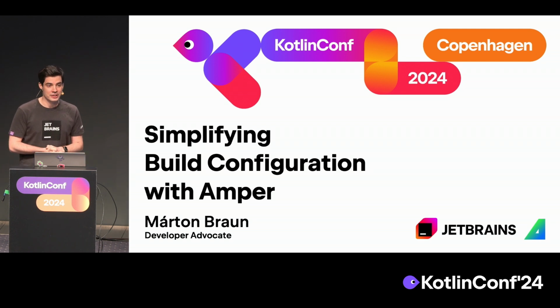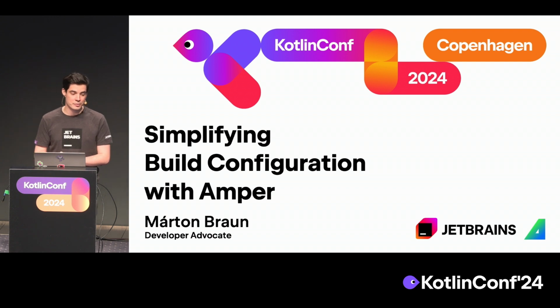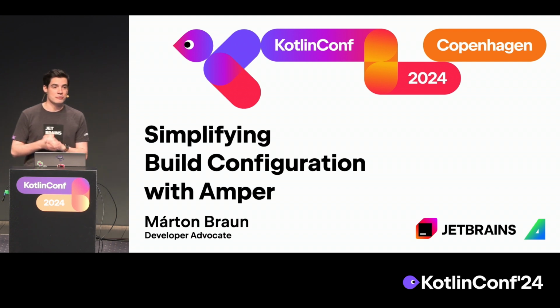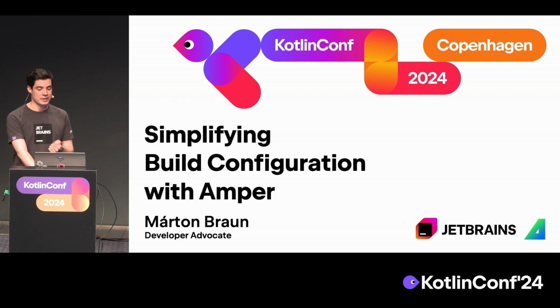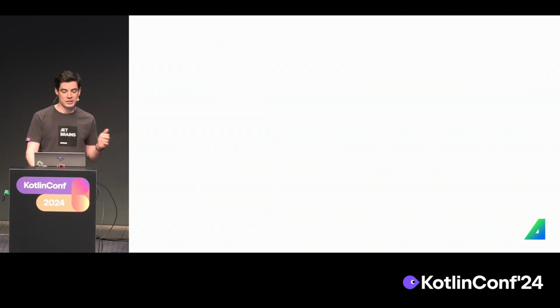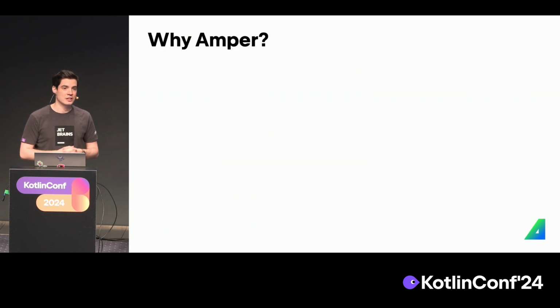And today, I'm really happy and excited to talk to you about simplifying your build configurations with Amper. Amper is a new experimental build system that we are working on at JetBrains with the goal of simplifying the build setup experience and making the Kotlin ecosystem more approachable to developers of all backgrounds.